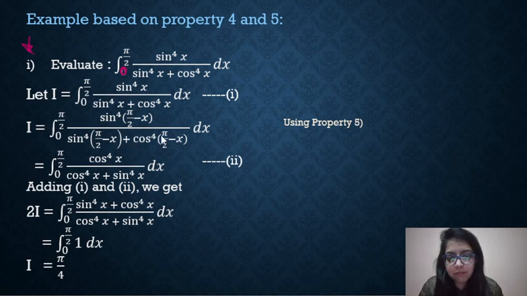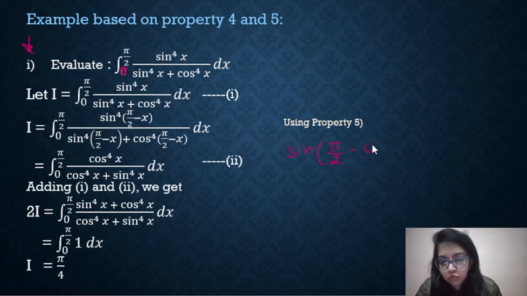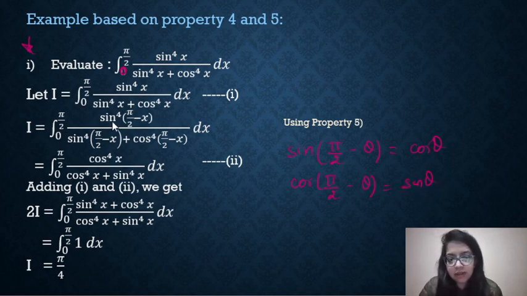So we get sin^4 (pi by 2 minus x) upon sin^4 (pi by 2 minus x) plus cos^4 (pi by 2 minus x) dx. Now I know that sin of (pi by 2 minus theta) is cos theta, and cos of (pi by 2 minus theta) is sin theta. So just substitute: cos^4 x upon cos^4 x plus sin^4 x dx, and mark it as second equation.